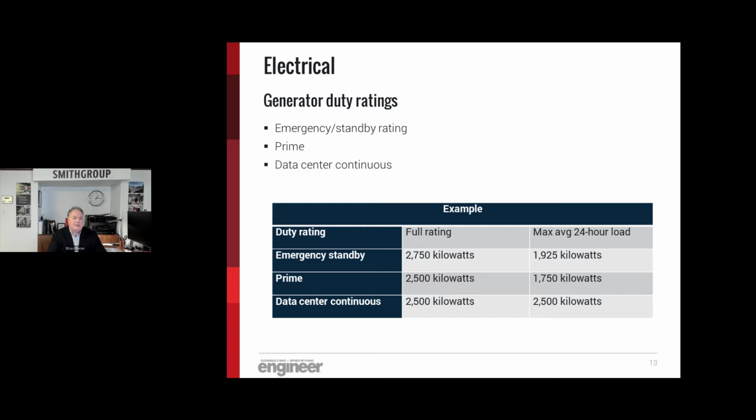Understand that generators have different ratings. Typically, it's an emergency standby rating, as you can see in this chart, where the rating will be for a certain period of time, a certain rating, but after time, it may be derated. This is why you see the different ratings here. For instance, on data centers, data center rated generators are rated for the full rating of the generator if you continue to use it beyond 24 hours or even longer. So make sure you understand the application and what the ratings are.